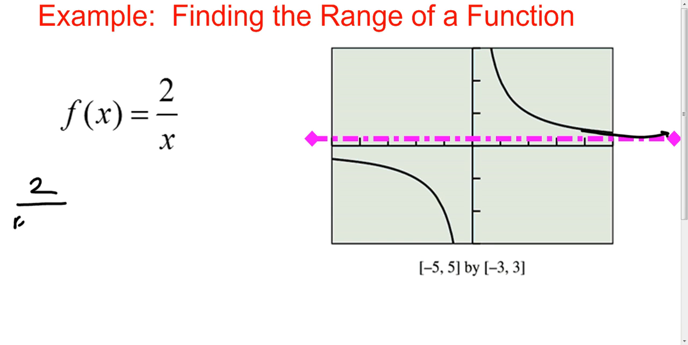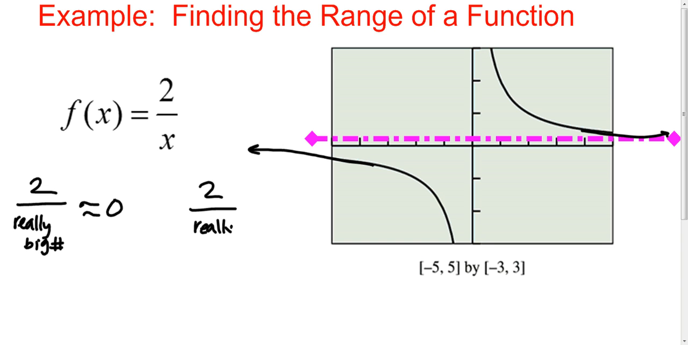If I do 2 over a really big number, let's say 2 over 1,000, 2 over 1 million, 2 over 1 trillion, that's going to be like 0.00000. It's getting really close to 0. If I do 2 over a really small number, so now I'm moving over here, 2 over a really small number, and by the way, it's negative. A really small number, and it's negative.